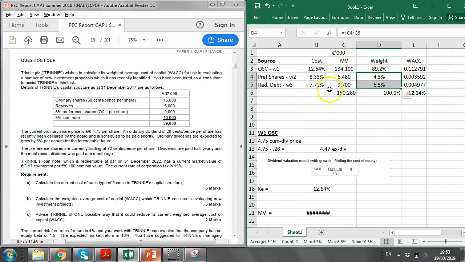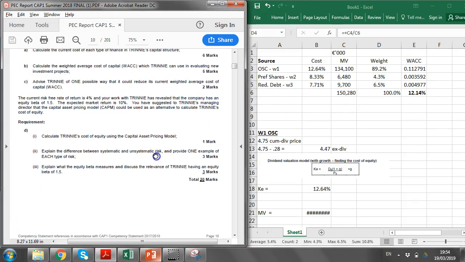and that will bring down your overall cost of capital because the cost of debt is cheaper than the cost of equity. So for 2 marks, a reasonable recommendation there would be to increase the level of debt because they have spare capacity. They are lowly geared already, so they have some capacity to take on extra debt.